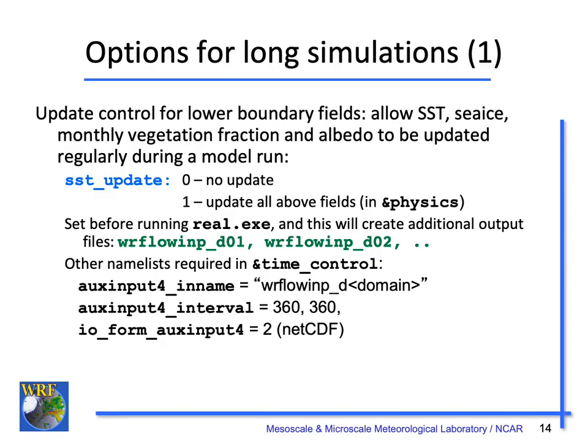In addition to setting the SST update option, a couple of options also need to be set in order for the model to recognize the data, and these are inname, interval, and I/O form for auxiliary input stream number 4.